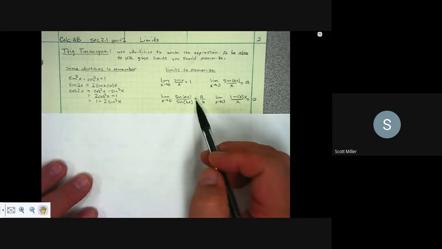So when we do the trig techniques, we're going to be using identities to get it to look like something like this, so that we can then use our properties to find the limits of these items. And so here I have a couple of examples we'll look at in this video.